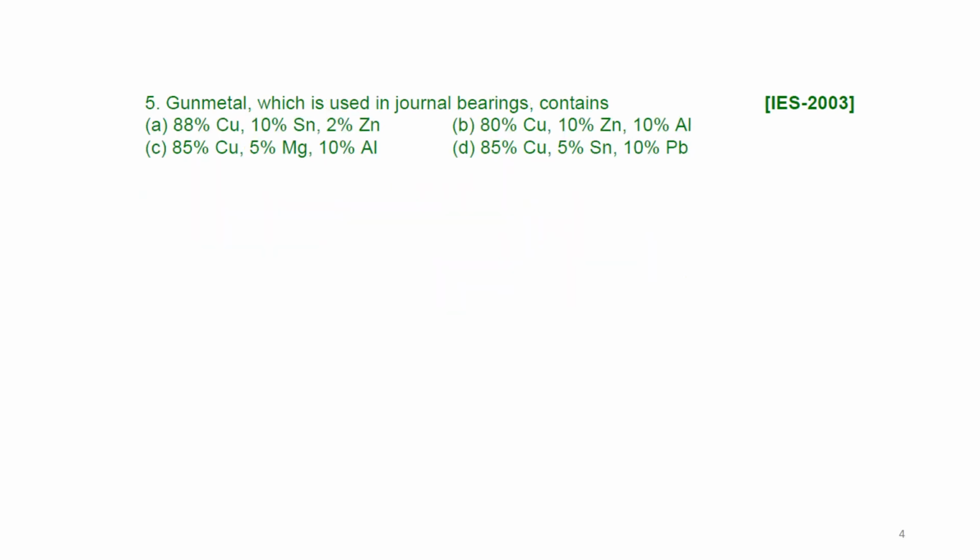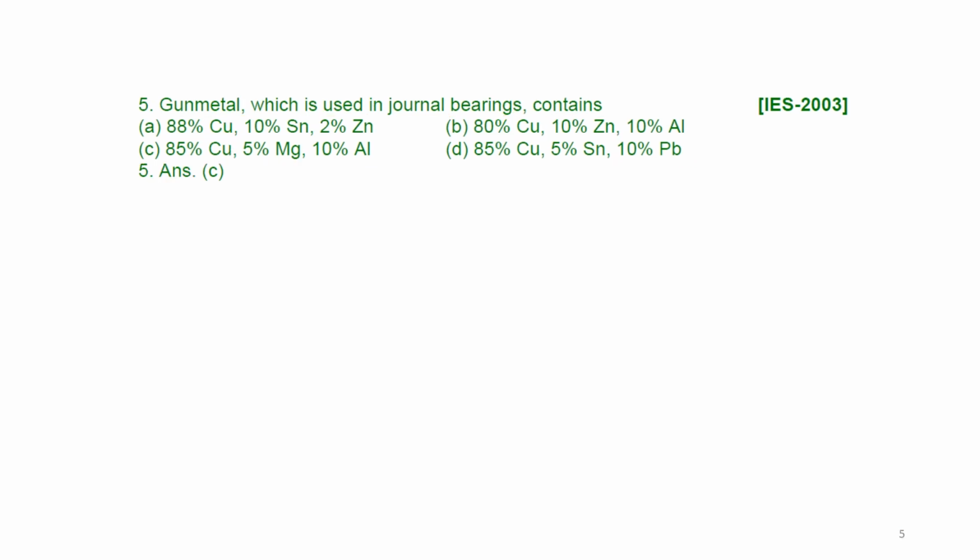Next question, gunmetal which is used in journal bearing contains copper, tin, zinc. The options are copper, zinc, aluminium; copper, magnesium, aluminium; copper, tin and lead. It is actually C, 85% of copper, 5% of magnesium, 10% of aluminum.